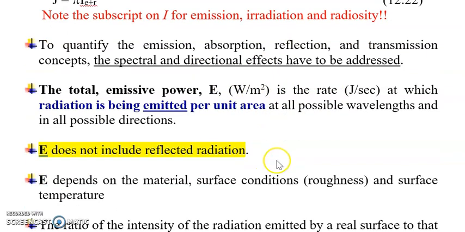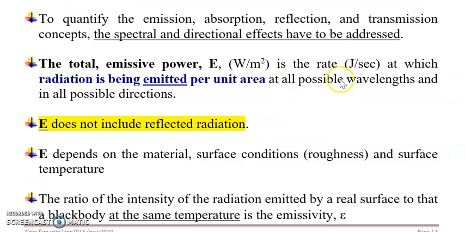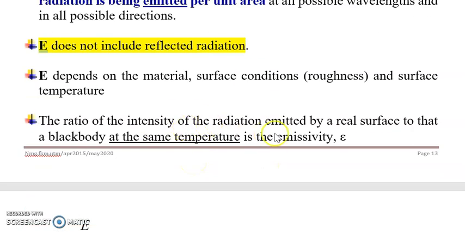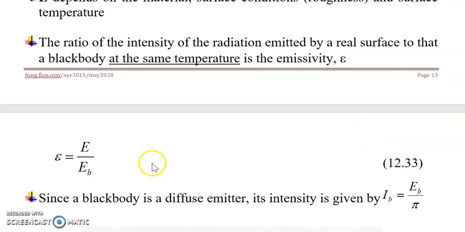The total emissive power E, watt per meter squared, is the rate in joule per second at which radiation is being emitted per unit area at all possible wavelengths and in all possible directions. E does not include reflected radiation. E depends on the material, surface conditions, smooth or rough, and surface temperature. The ratio of the intensity of the radiation emitted by a real surface to that of a black body at the same temperature is the emissivity. It's tabulated in your appendix.